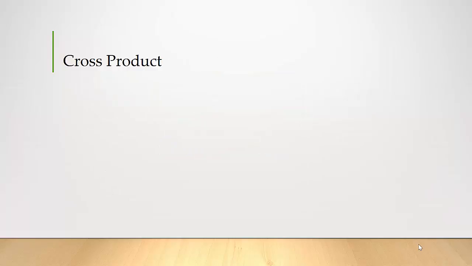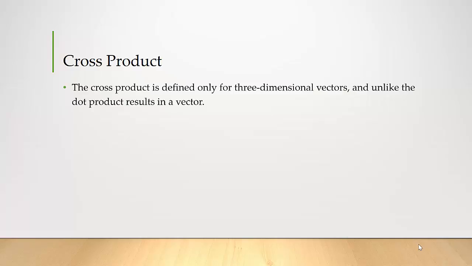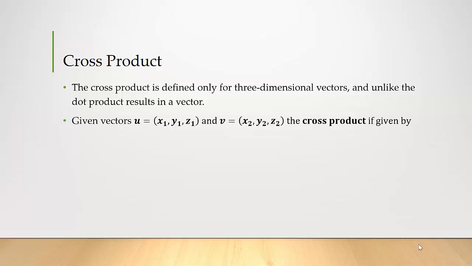So in addition to the dot product as a form of multiplication, there's also the cross product. Now, the cross product is defined only for three-dimensional vectors. And unlike the dot product, this actually results in a vector. If we're given two vectors u and v, then I can define the cross product as the following formula. So u cross v is y1 times z2 minus y2 times z1. That's the x component. Then x2 times z1 minus x1 times z2, that's the y component, and the z component will be x1 times y2 minus x2 times y1.